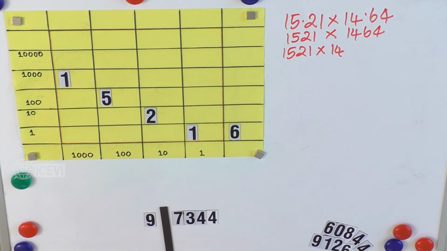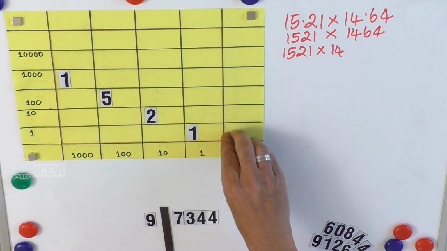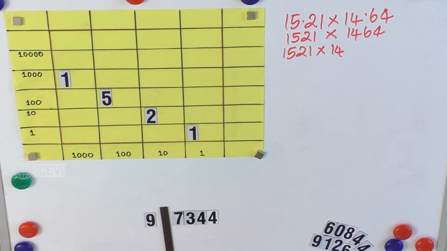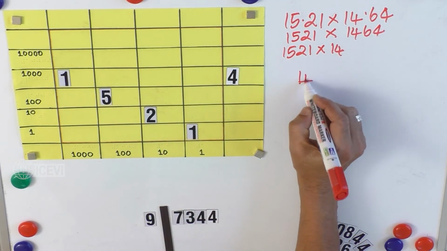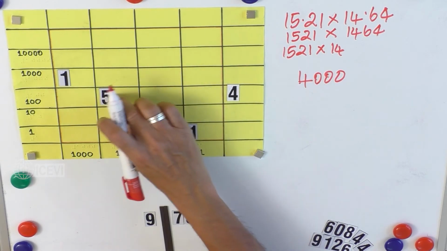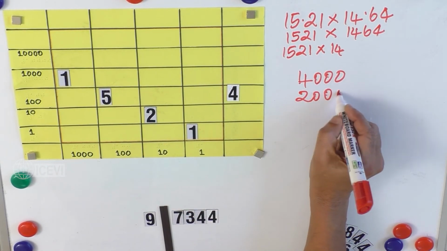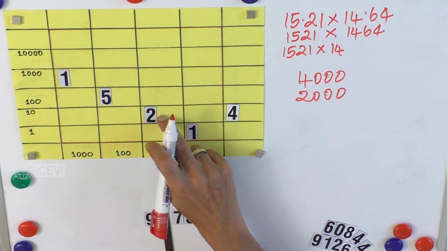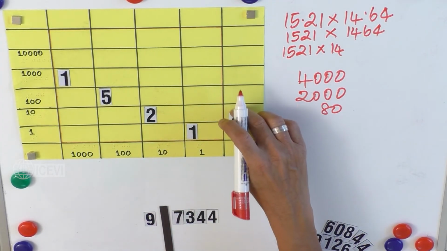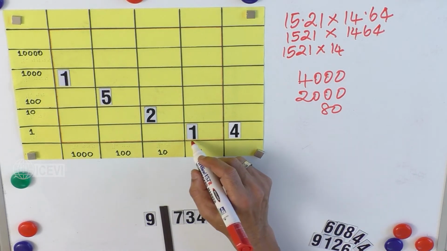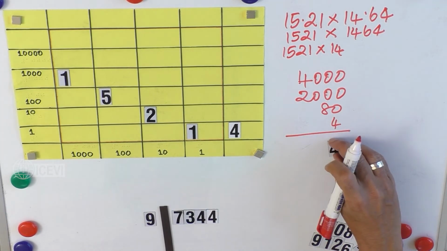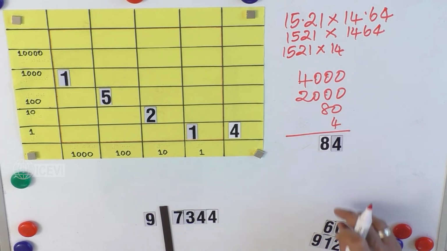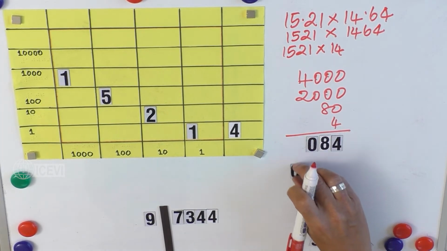So instead of dealing with 4 numbers, you have just dealt with 2 numbers. Now you take the whole number portion, so that is 4. So you have to keep 4 here. What is the value of it? 4 multiplied by 1000, that is 4000. And then 4 multiplied by 500, that is 2000. Then you bring it to the tens column, 20 multiplied by 4, that is 80. Bring it to the unit column, that is 1 multiplied by 4, that is 4. So the number is 6084, right?